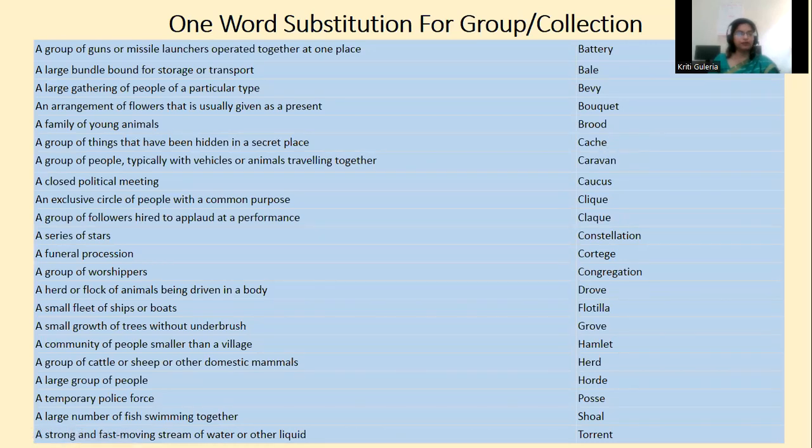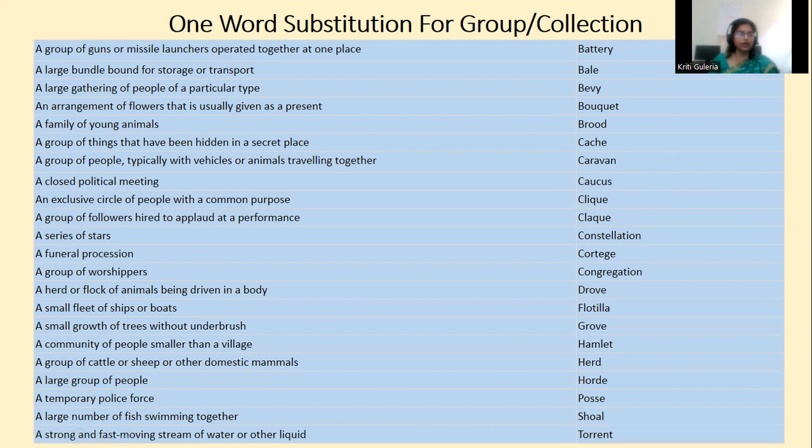A group of people, typically with vehicles or animals traveling together: caravan. A closed political meeting: caucus. An exclusive circle of people with a common purpose: clique. Those who have studied statistics must be aware of this word clique, or in sociology, you must have heard, where a group of people who have a common purpose or common base is referred to as a clique.